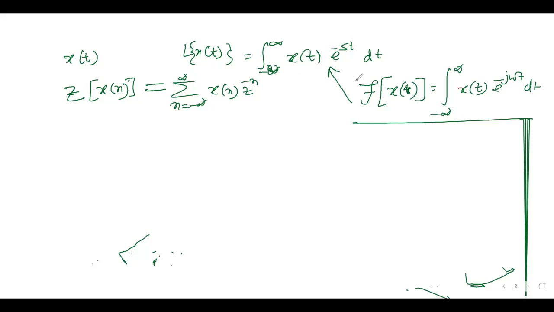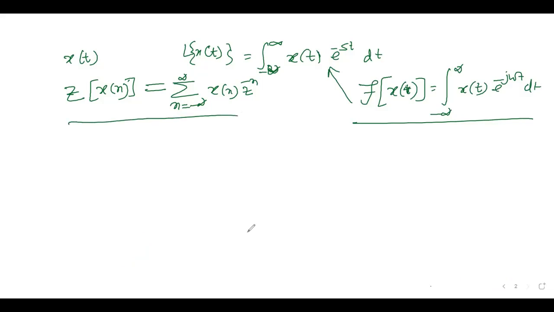Now to analyze discrete signals we use the Z transform. The Z transform of a signal xn is given by this. Then let us find the Z transform of the unit step function ut. What is ut? For the analog signal, ut is defined as 1 for t greater than 0 and 0 for t less than or equal to 0. That is the unit step function we know.